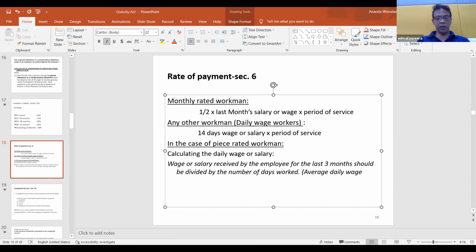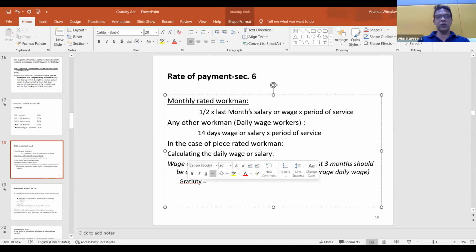Do you hear me? So this is equal to the average daily wage. So gratuity, then. Just 1 second.